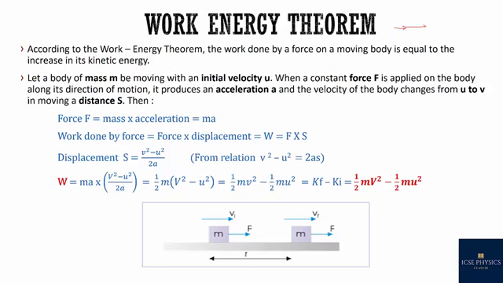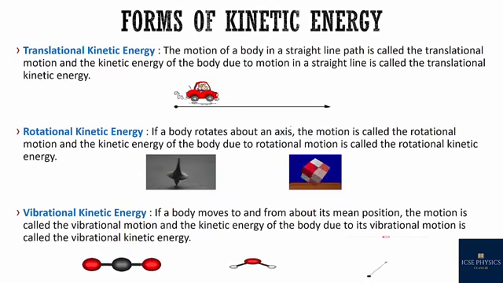Work is equal to the increase in kinetic energy. Now there are various forms of kinetic energy. First, translational kinetic energy. The motion of a body in a straight line is translational. And the kinetic energy of the body due to motion in a straight line is called translational kinetic energy.